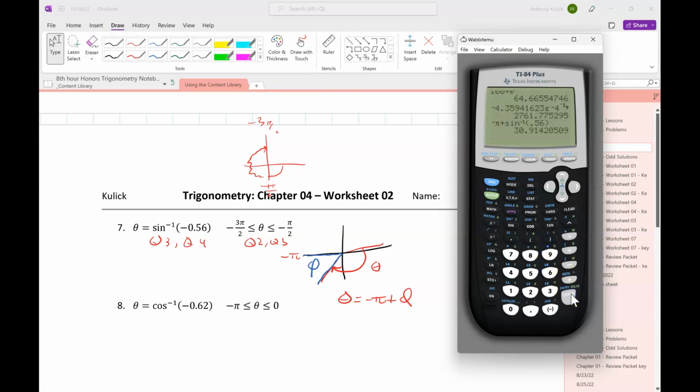on all these problems that we do, these are all checkable, right? How do I check this on my calculator? I have to check two things. I want to make sure that when I do sine of that angle, I get the negative 0.56, which I do. And then I want to make sure that angle is bigger than negative 3 pi over 2.